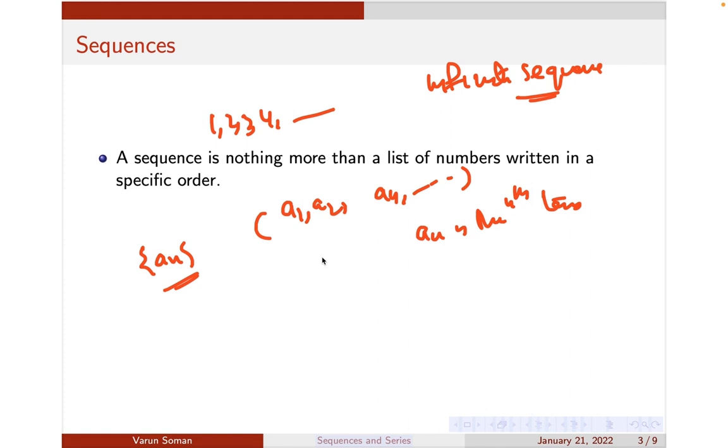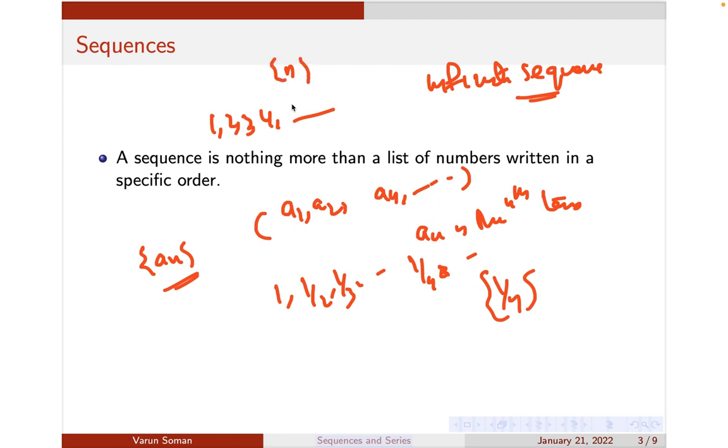Okay, can you give me some examples of sequences? Many examples are there. You can write 1 by 2, 1 by 3, etc., 1 by n, etc. You know that the nth term of this sequence is basically 1 by n, and I can write it in shorthand like this. For this sequence, can you find out the nth term? The nth term of this sequence is basically n, so I can write it in shorthand as {n}.